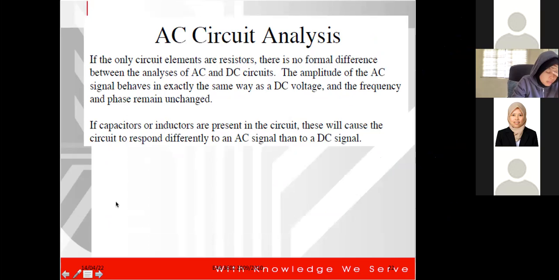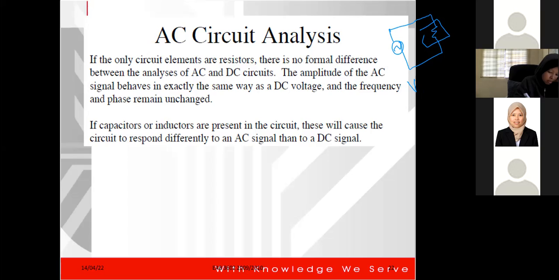If only circuit elements are resistors, there is no formal difference between the analysis of AC and DC circuit. So if the circuit is AC, but it only has resistance, there is no difference. You can still use Ohm's law, V equal to IR. The amplitude of the AC signal behaves in exactly the same way as DC voltage, and the frequency and phase remain unchanged, if it only has resistors.